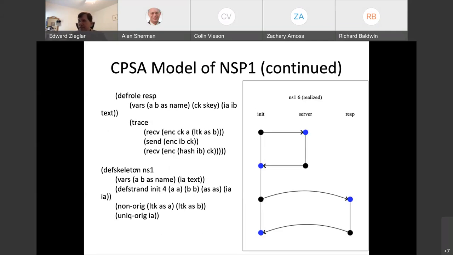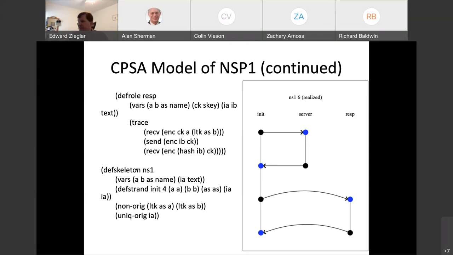And finally, this represents the responder role, and then our partial execution, which is the defined skeleton, where we define a skeleton of NS1, which is what I've named the protocol. And in this case, you can see from the picture that the initiator talks to the server and the initiator talks to responder. And in this case, this is the only shape we get.